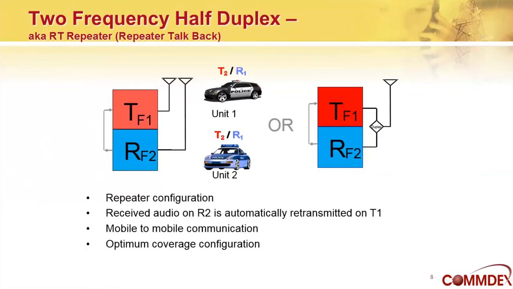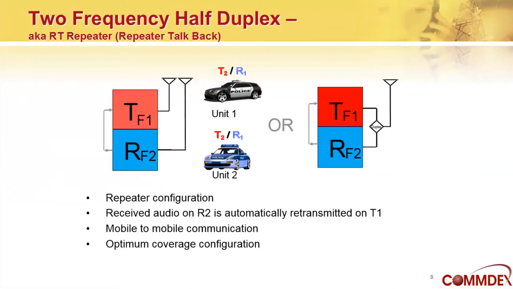And most of you have heard of these. There's two different types shown on the picture. The one on the left uses a separate antenna for transmit and receive, and the one on the right uses a single antenna with a duplexer. And in Module 5, we're going to talk more about duplexers and how they work. So any audio received on R2 is retransmitted on T1.